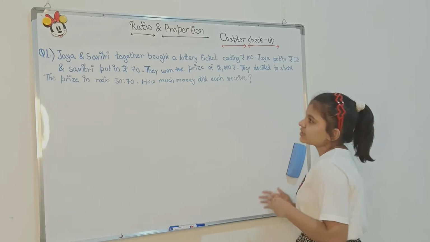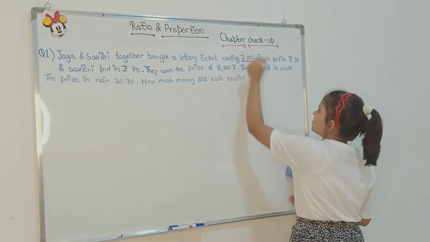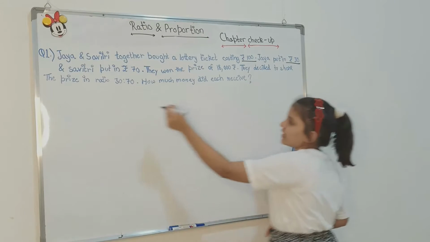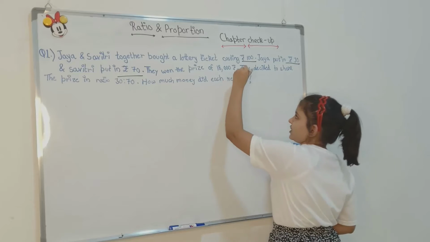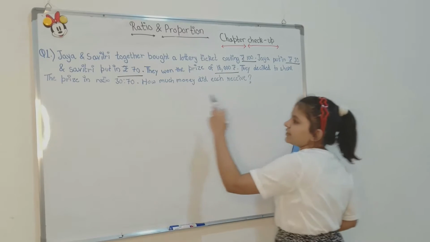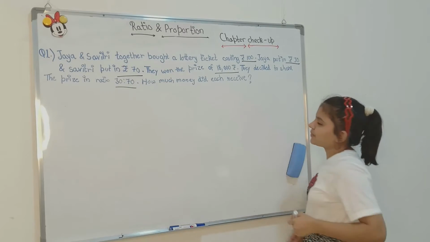The first question is: Jaya and Savitri together bought a lottery ticket costing rupees 100. Jaya put in rupees 30 and Savitri put in rupees 70. They won the prize of 18,000 rupees. They decided to share the prize at the ratio of 30:70. How much money did each of them receive?